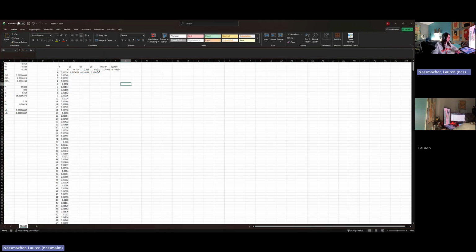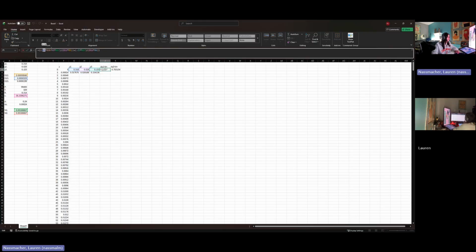Okay. So what I am going to do is make sure that there are correct dollar signs everywhere they need to be so that the constants are constant. One second. All right.